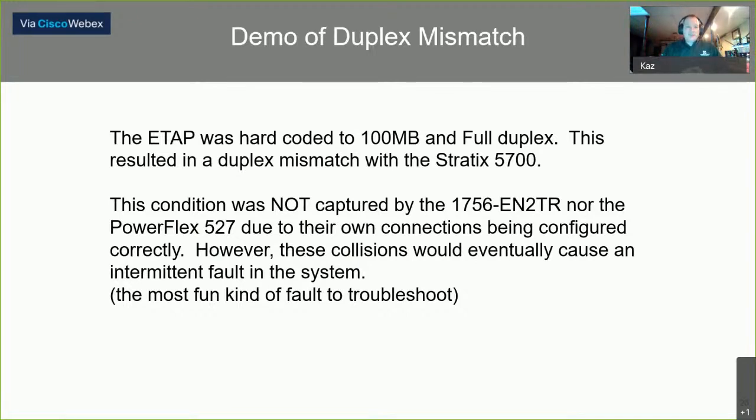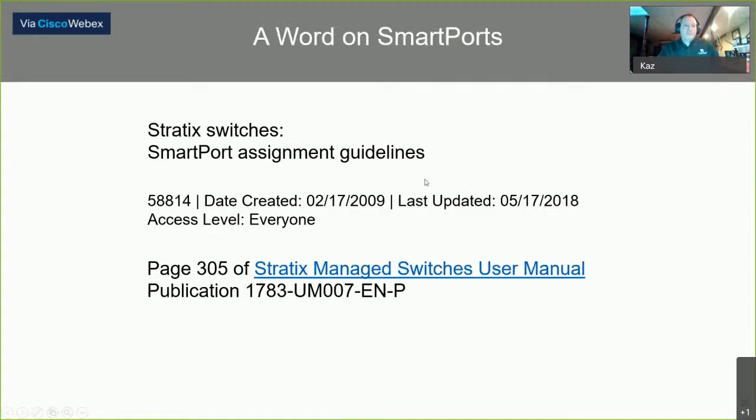Now, keep in mind, in an unmanaged switch, you can't do that. And the other thing to note is that those errors were not captured by the EN2TR or the 527 because their own connections were fine and they had no media issues, no problems. However, that 527 would have been faulting out had I had it running. I don't have the 527 running. I actually have the PLCs in program mode. It's a little loud, and I wanted you all to be able to hear me. Unfortunately for you guys, but anyway, it would eventually cause an intermittent fault, which is the most fun kind of fault to troubleshoot.